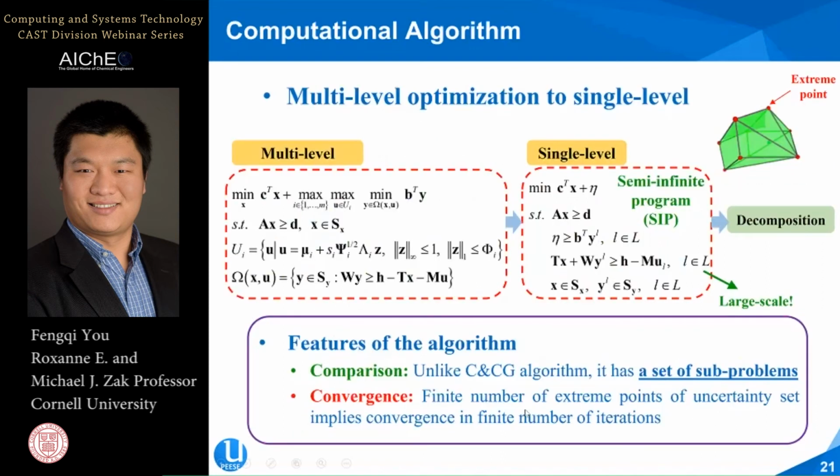So the main idea here is a tailored algorithm based on column-and-constraint generation. The key point is we try to convert a multi-level optimization problem to a single-level one, which essentially becomes a semi-infinite program because we will have many constraints. The semi-infinite problem is difficult to solve, so we use a projection-based reformulation and decomposition algorithm. You can decompose the problem into master problems and sub-problems and solve them iteratively. The key idea is to explore the extreme points in the polyhedron of inner level problems. In the end, we will have a set of sub-problems, each corresponding to one component of the uncertainty set. And convergence is guaranteed in finite iterations, the same as deterministic global optimization algorithms.